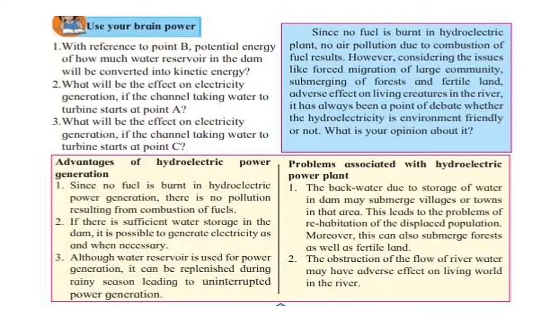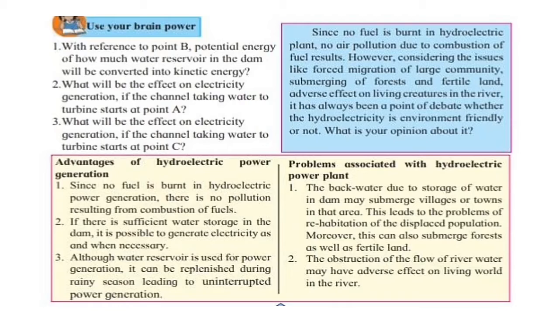So what is the advantage of hydroelectric power generation? There is no fuel, which means no burning of material, so no pollution. And if there is sufficient water storage in the dam, it is possible to generate electricity as and when necessary. Third one is, although the water reservoir is used for power generation, it can be reused many times.